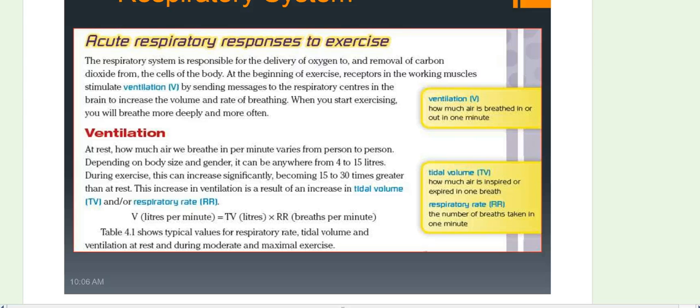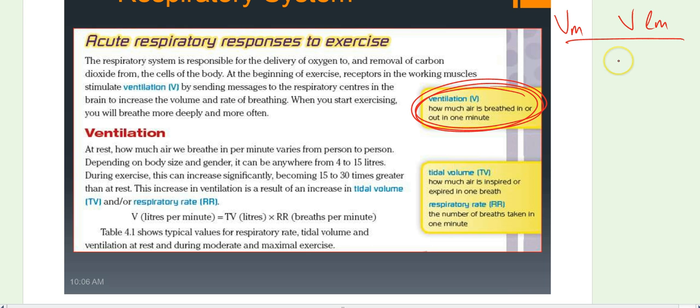So the first thing that we are going to be looking at is ventilation. So ventilation is the amount of air that is breathed in and out per minute. We may see it written as VM, meaning minute ventilation. Whether you see it written as VM or V, it is the amount of air breathed in and out per minute, and it's measured in litres per minute.